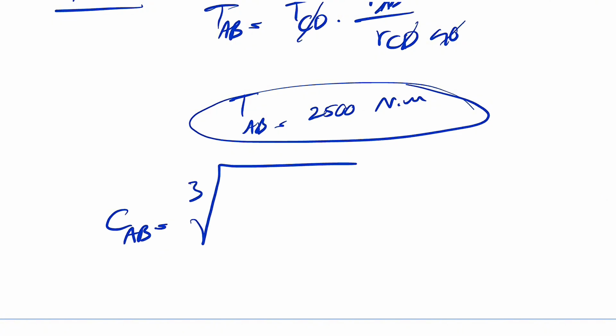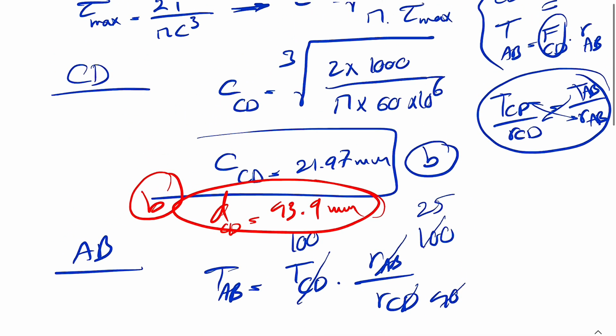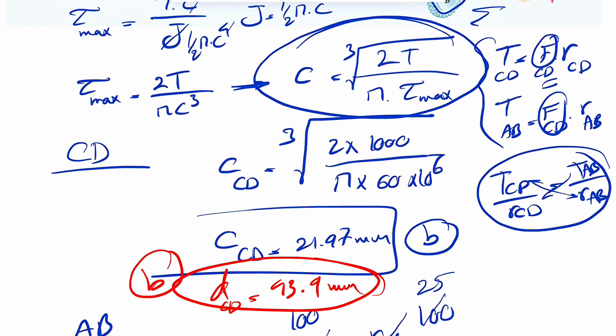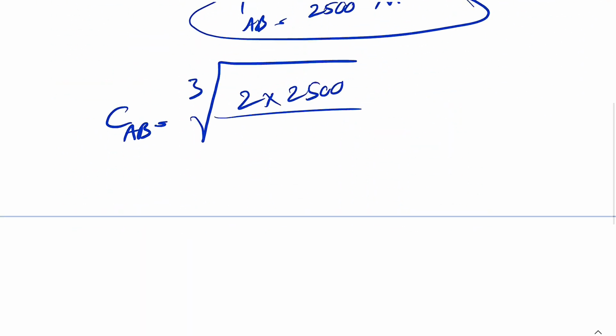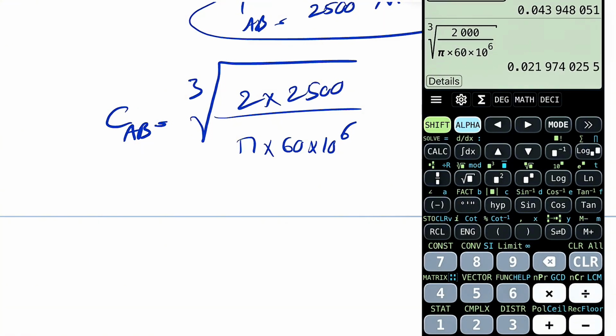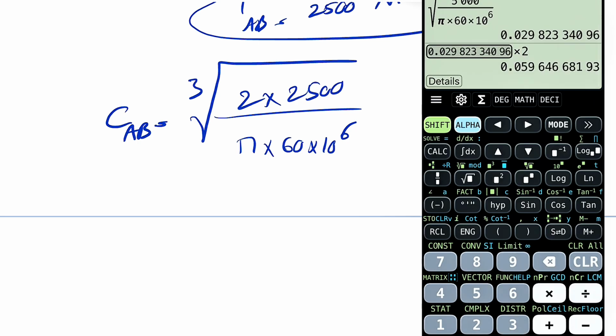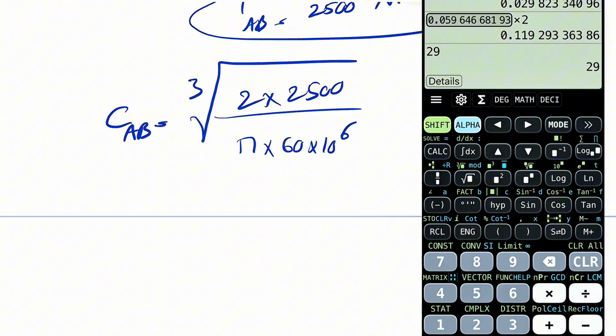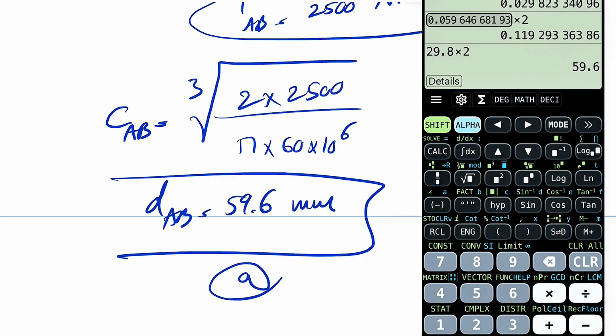So the third root of 2 times T, this time we have a different torque, so I'm just using this formula again. The denominator is the same. Now let's calculate this very quickly. I'm just going to put 5,000 in here. Now let's multiply it by 2 since we are asked to find the diameter. All right, so it's 29.8 times 2, and the D of AB is going to be 59.6 millimeters, and that's going to be the answer for the A part.